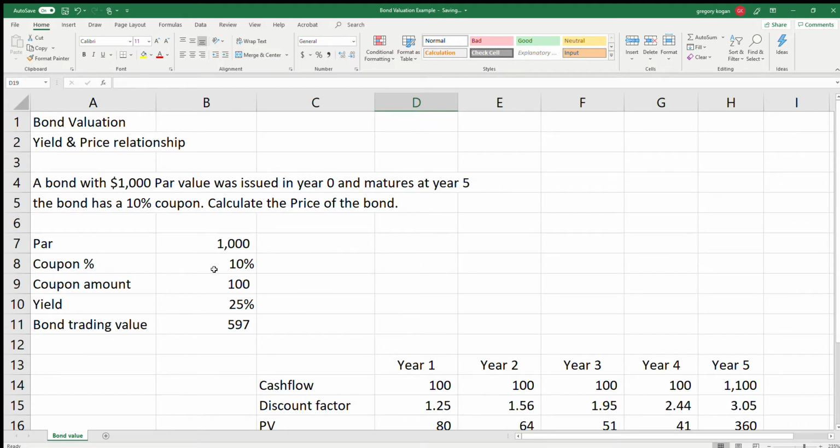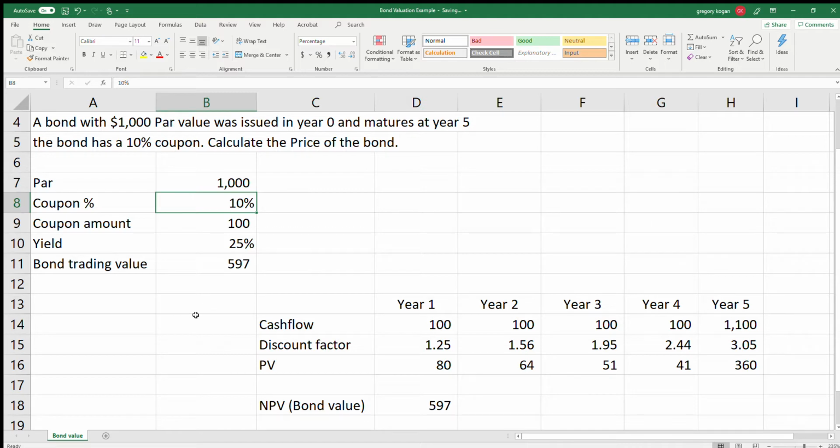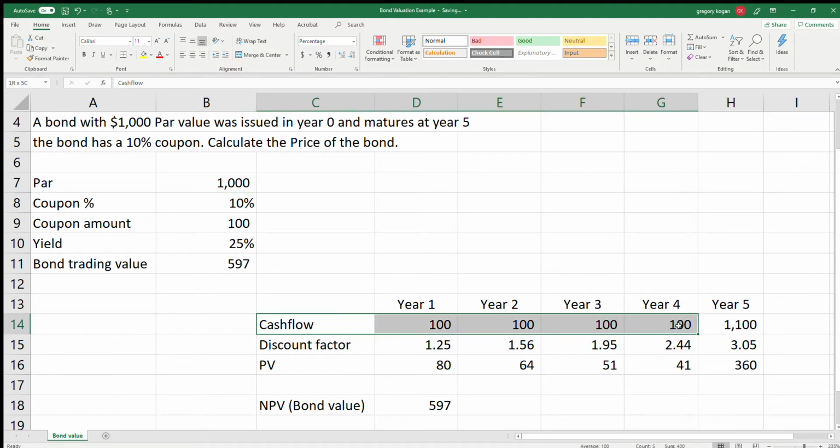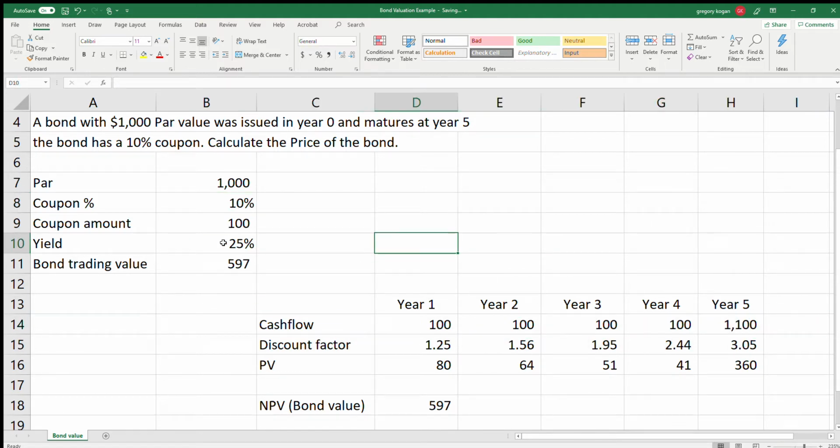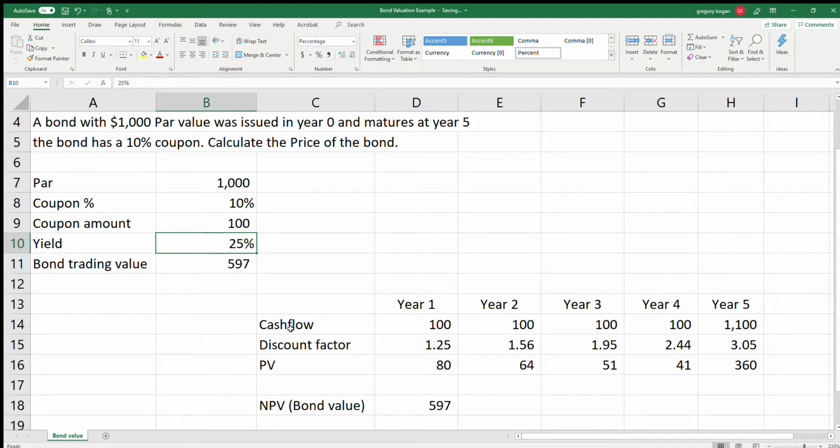A lot of times we focus on the coupon, which for modeling is very nice because it stays the same. And then the yield is something that comes to us. That's what the market tells us the yield is. And I think that's the interesting part for bond valuation, because the market actually communicates the yield to us via the price.